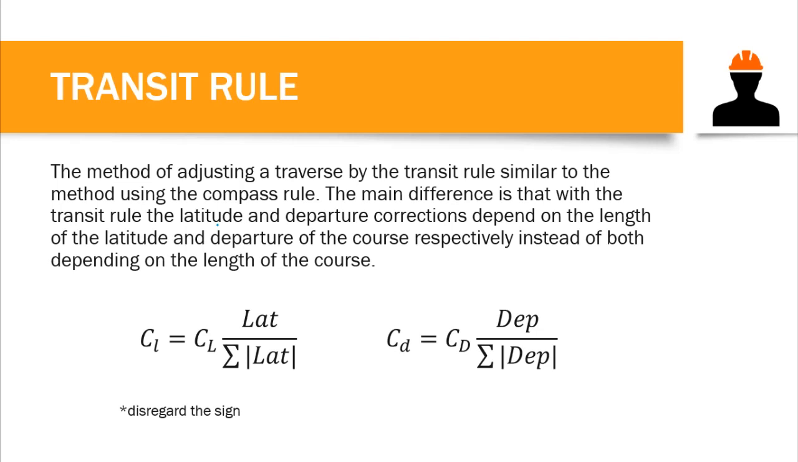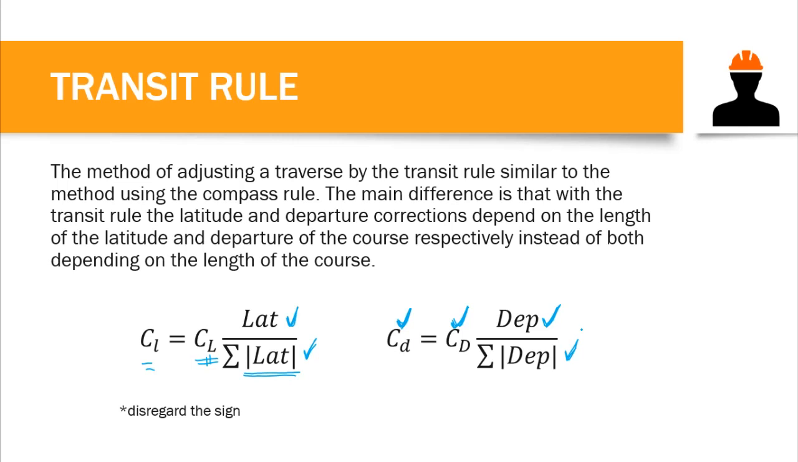Now, for the transit rule, in order to compute for the corrections in the latitude of the traverse, it is just equal to the error of closure on the latitude times the latitude of that traverse over the summation of all the latitudes. Okay? And you need to disregard the negative sign, so you have to sum up the absolute values. Now, for the corrections on the departure, it is just the error of closure on the departure times the departure of that traverse over the summation of all the departures in the closed traverse.